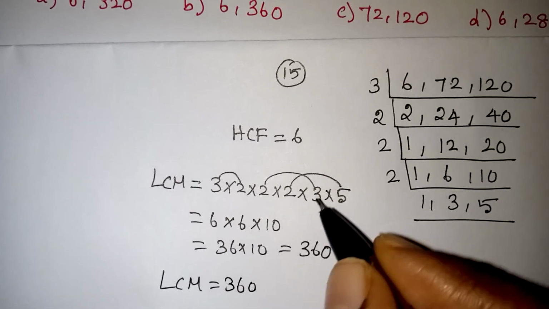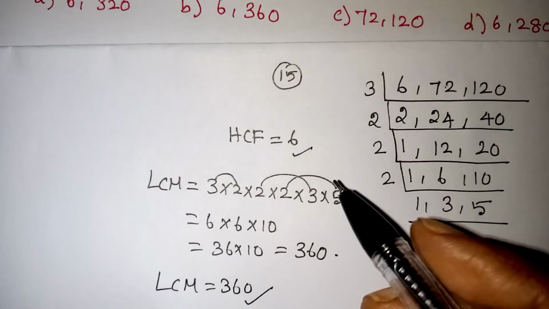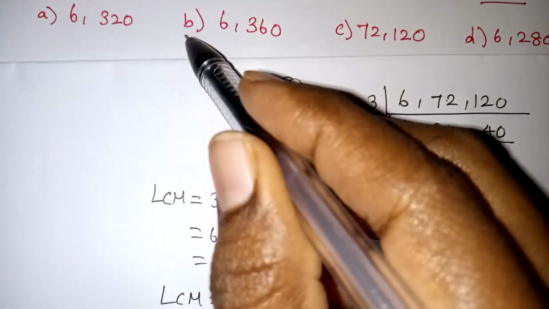So look at the option. HCF is 6, LCM is 360. 6 and 360 is your correct answer.